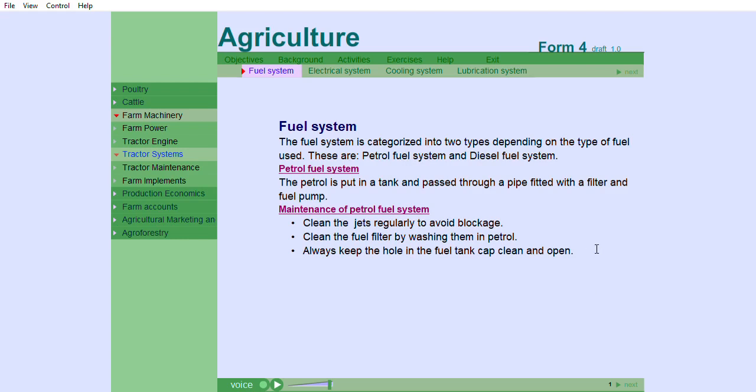Maintenance of petrol fuel system. Clean the carburetor.